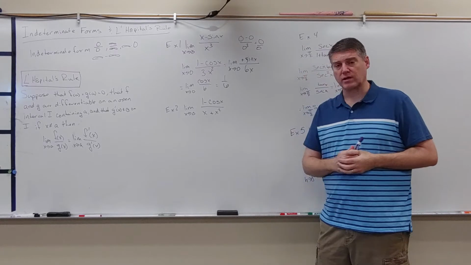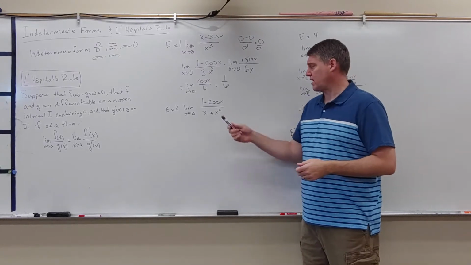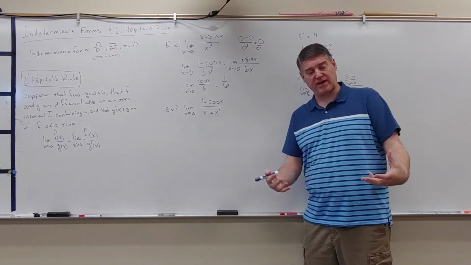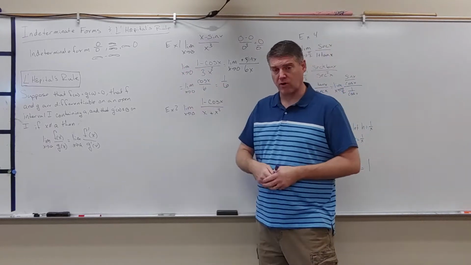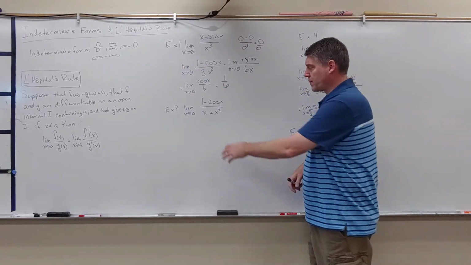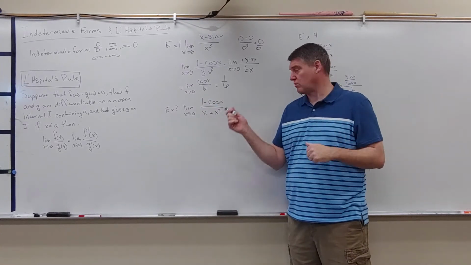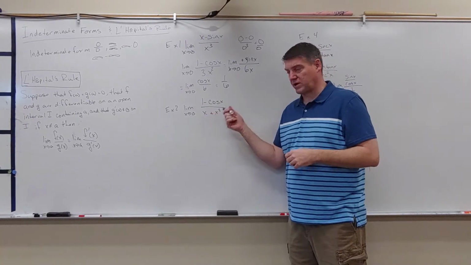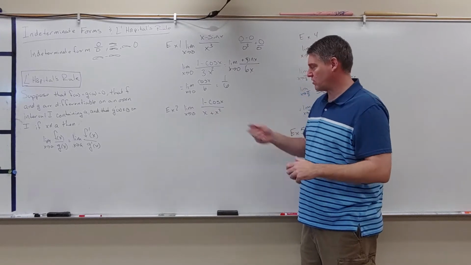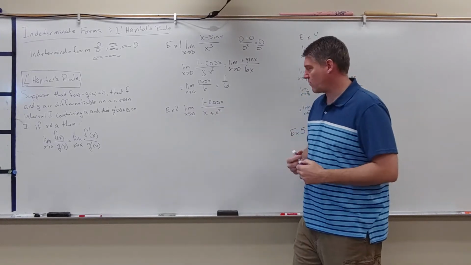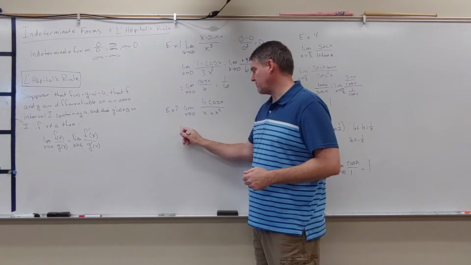So here's our next one. I'm going to plug in 0 and see if I get an indeterminate form and go from there. So cosine of 0 is 1. So I have 1 minus 1, which is 0. So the top is 0. 0 plus 0 squared is 0, so I have 0 over 0. I have an indeterminate form. So now I'm going to take the derivative.